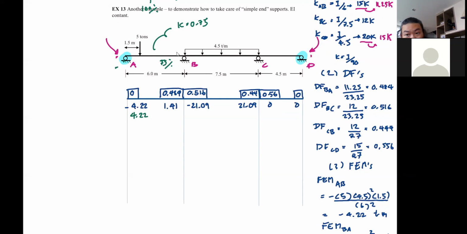And 48.4% is going to come from member BA. So here is 9.45, and that is 10.23. So again, don't forget that after you have balanced the first cycle, you can always check the equilibrium.